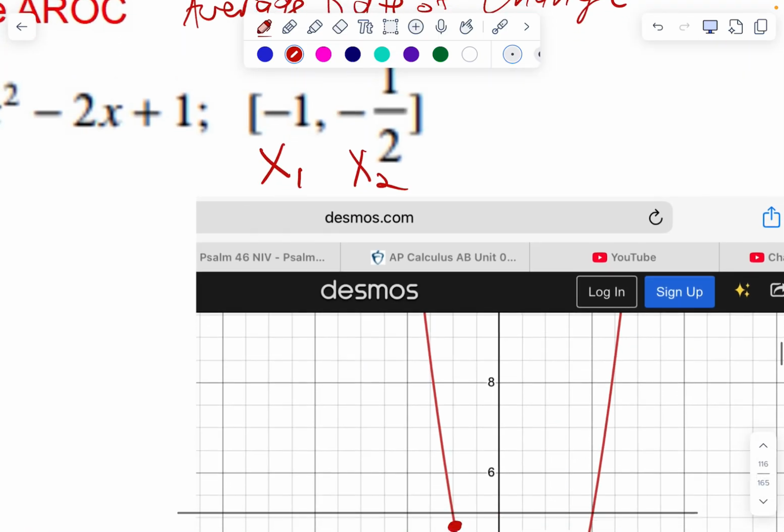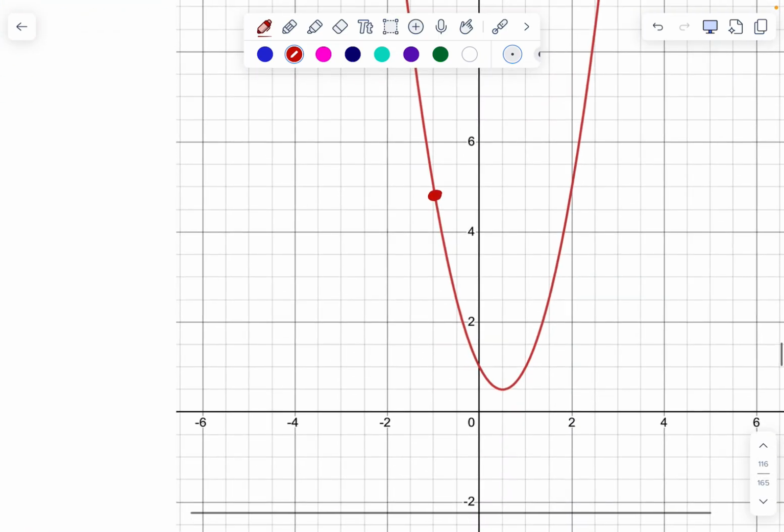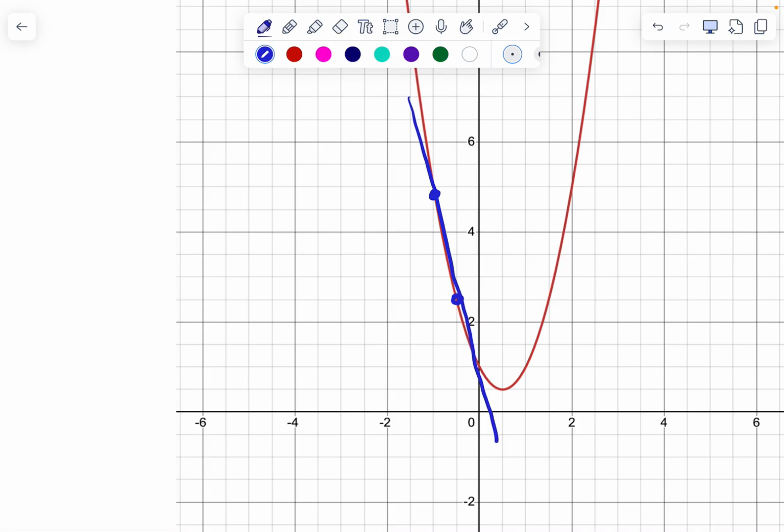And then what was the other one? -1/2 is roughly right there. Let me do those in a different color. Okay, so those are the two x's, and from them, just using the graph, we can put the points on there. Okay, so basically we're finding the slope of this line, which obviously is different.